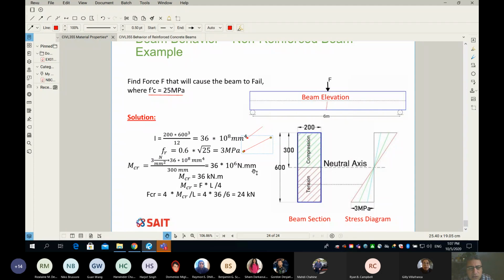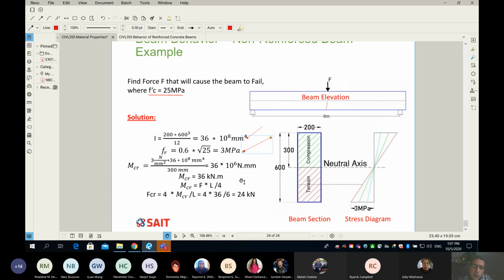Remember, in general, when we talk about moment, the norm is we say the moment in kilo Newton meter, not in Newton millimeter. It's very simple. You just have to divide by 10 to the power 6. Then the moment that will cause this beam to fail is equal to 36 kilo Newton meter.